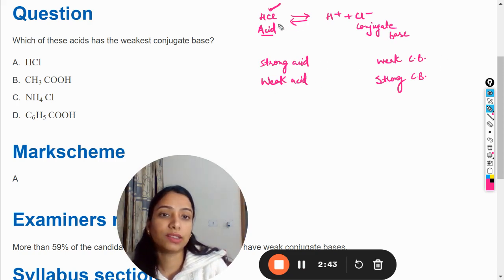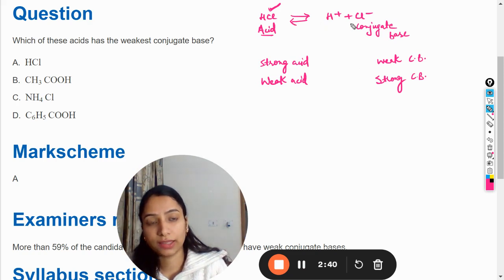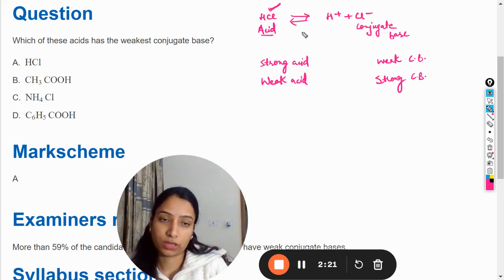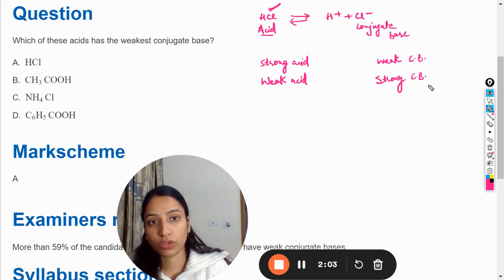Now if the acid is a weak acid, it will have a low tendency to dissociate into its ions because of its low dissociation constant. So it will not dissociate into its ions to that extent to which the backward reaction occurs. Means this conjugate base of the weak acid will have more tendency to accept the proton and produce the acid itself. So that's why a weak acid will have a strong conjugate base.